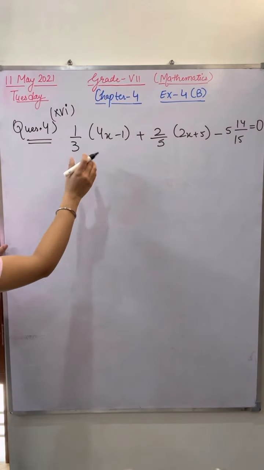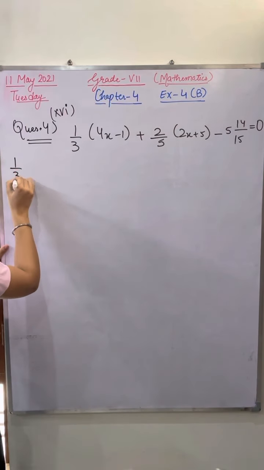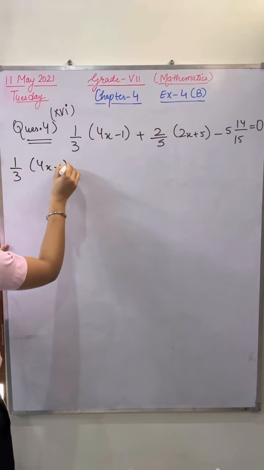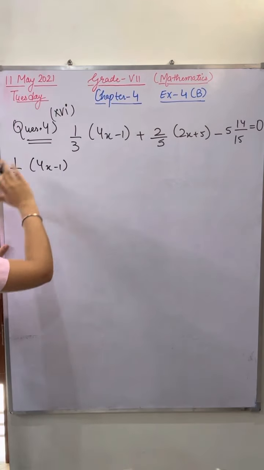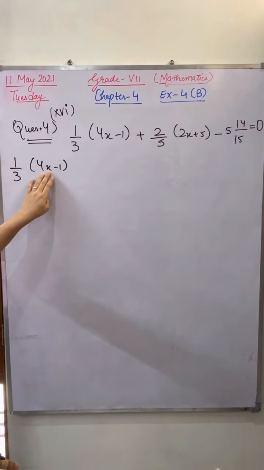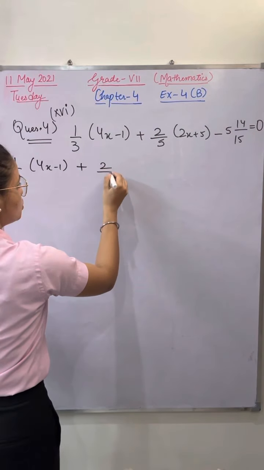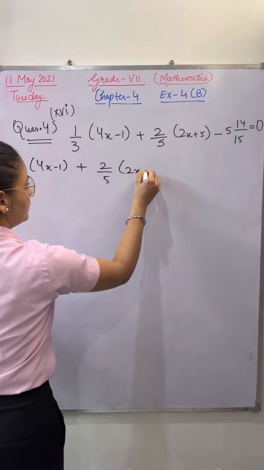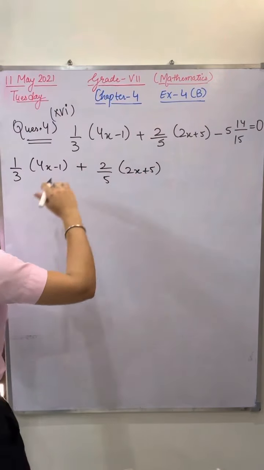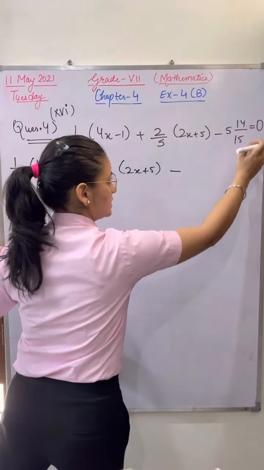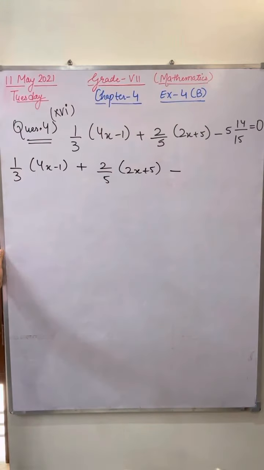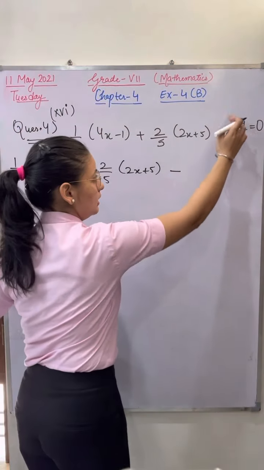So you have to write down the question in this way: 1 by 3 (4x minus 1). This term is a variable term because it is having a variable in it. Next term is again a variable: 2 by 5 (2x plus 5). Again variable. This is your constant term because variable is not present here. This is a variable.